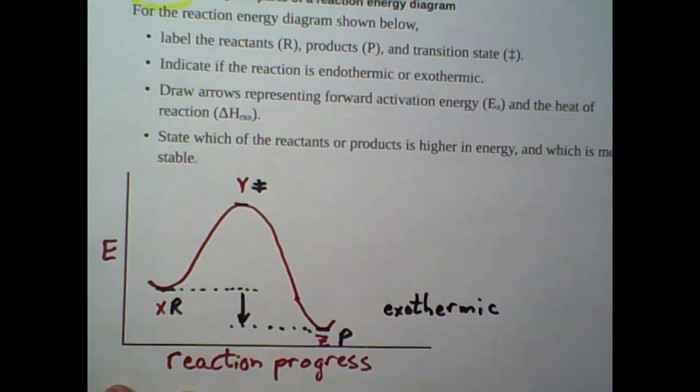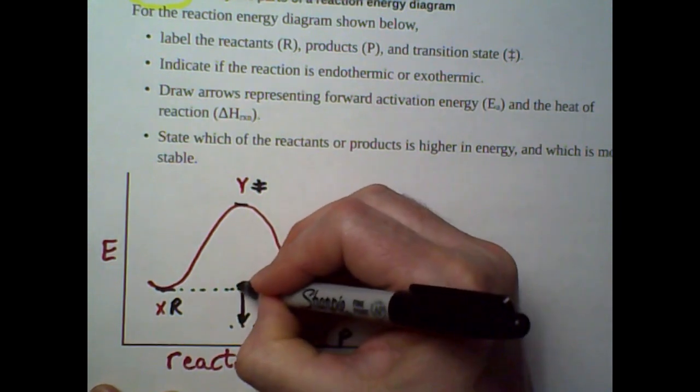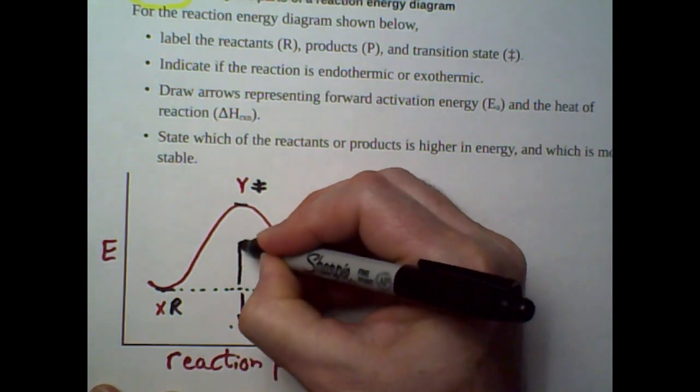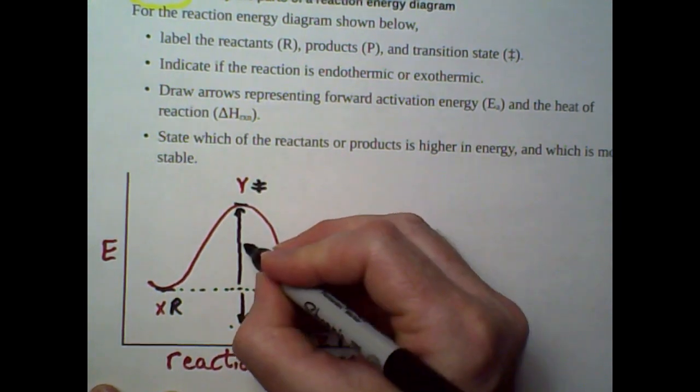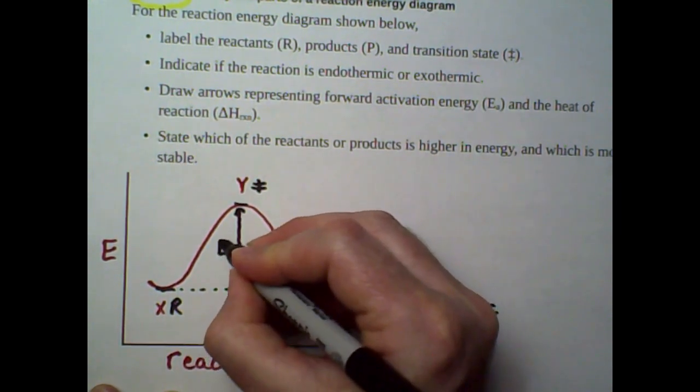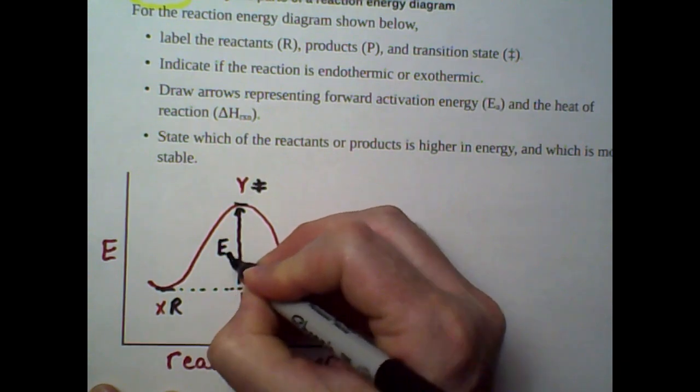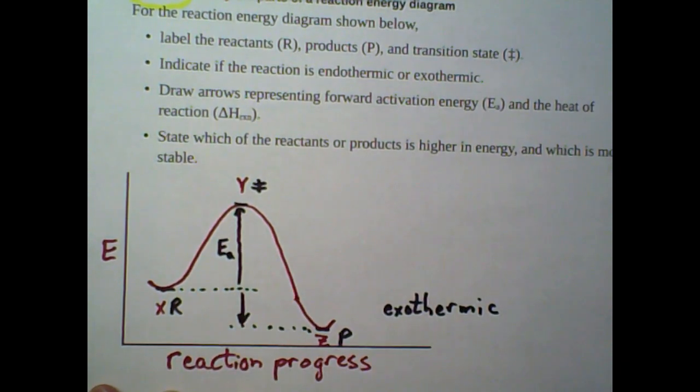Draw arrows representing forward activation energy. So that's the level of our reactants up to the transition state. That's how much energy you need to give your reactants a chance to become products. They get up there and they can either become products or go back to being reactants.